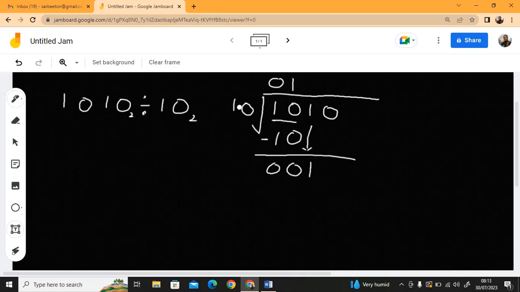Now, 10 is bigger than this 0, 0, 1, which means 1. 10 is bigger than 1, right? What did I say? You write 0 here, right? Now, once you are done, you bring this one down. That is 0.